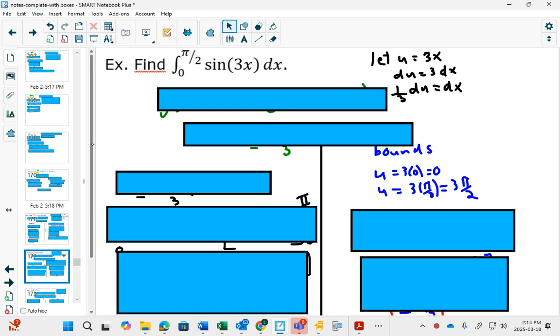Now, what happens to your bounds? Instead of going from 0 to pi over 2, if we now plug in, we will go from 0 to 3 pi over 2. And I might even then do my substitution. You okay if I put that 1/3 in the front? Because it's 1/3 du.